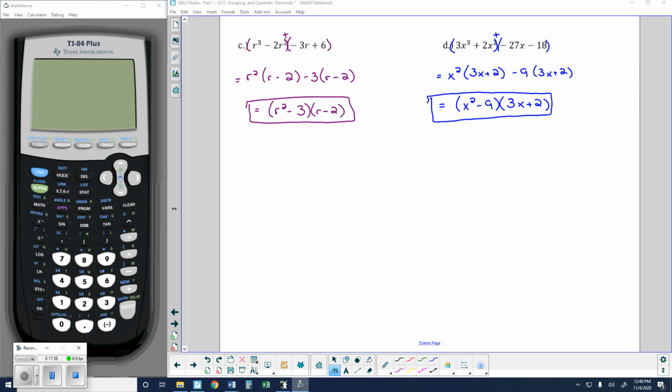When we reconvene in class, we'll have the opportunity to practice some of these skills, and then we're going to go a little bit further in those QM.2 notes, exploring some other methods of factoring.